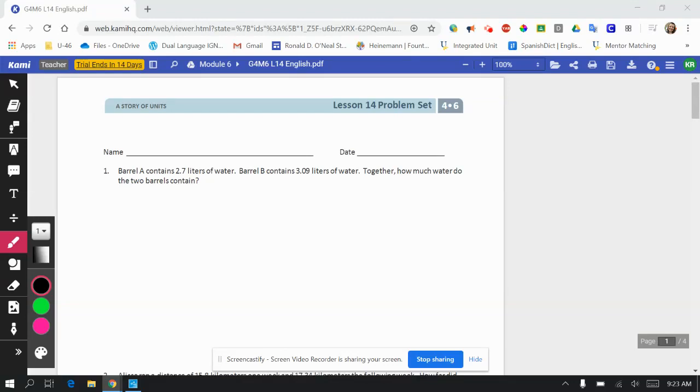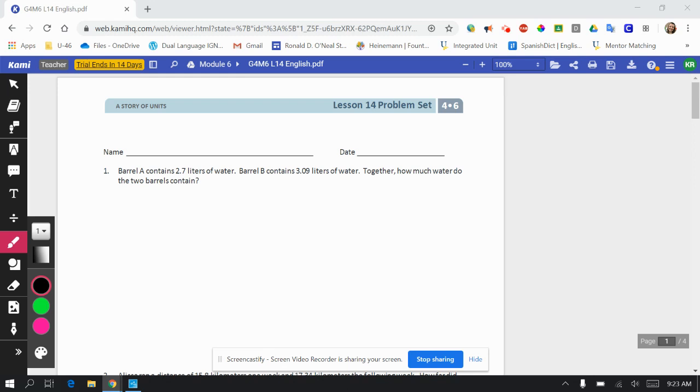Hello students, today we will work on Module 6, Lesson 14. We will do the problem set together, then you will do the homework assignment by yourself and your parents will check your answers. Please let me know if you have any questions. Either you can message me via email, Google Classroom, or Class Dojo. All right, here we go.